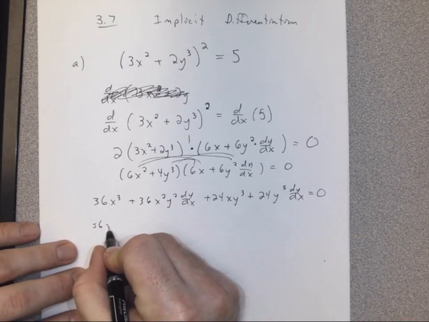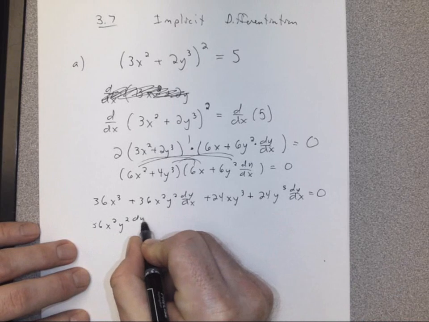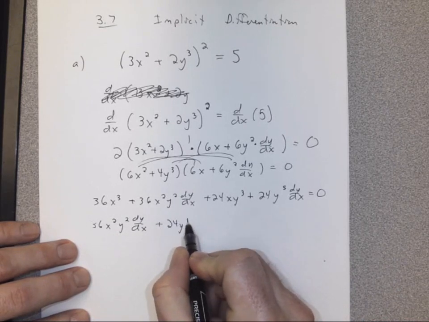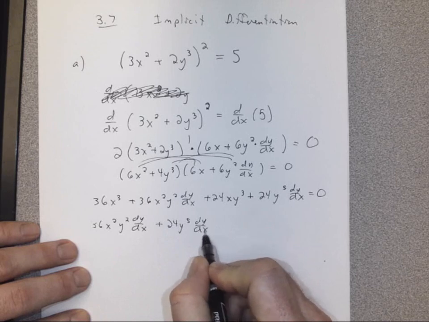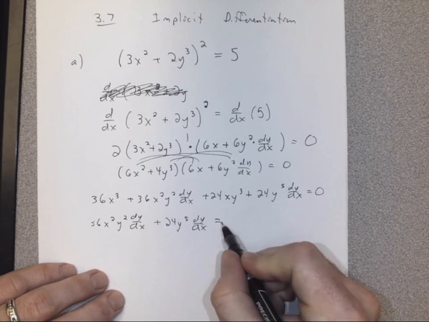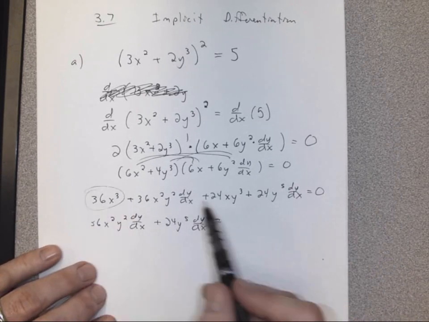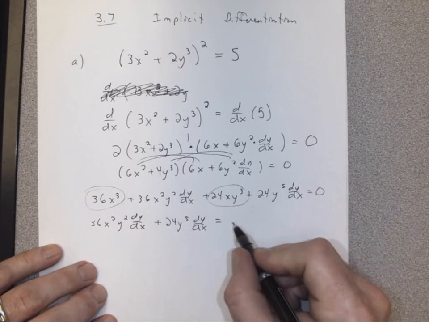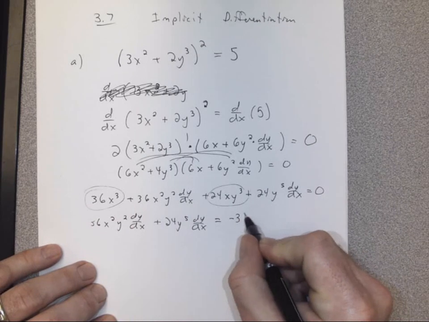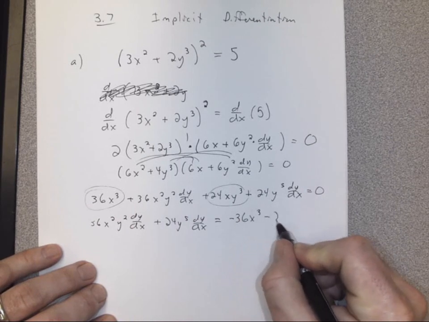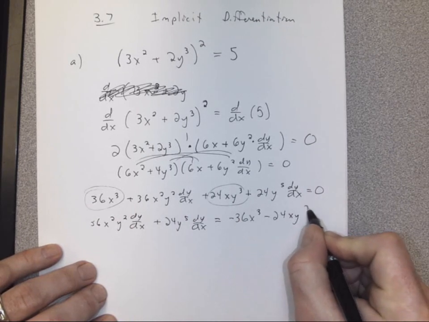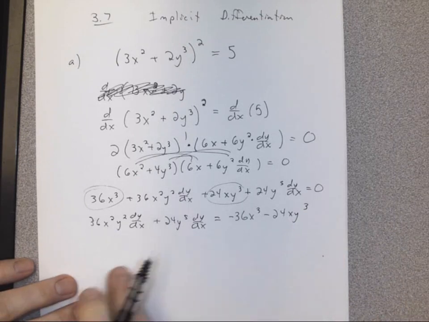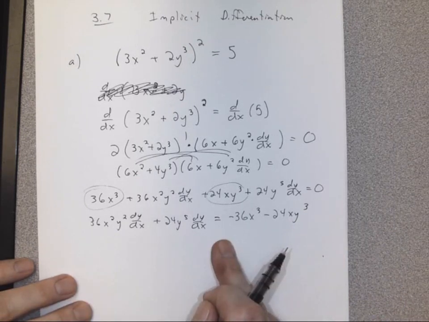So 36x squared y squared dy/dx is going to stay on the left. The 24y to the 5th dy/dx is going to stay on the left. And anything without a dy/dx, like this, is going to have to go over, and this is going to have to go over as well. So they're going to change signs when you send them to the right. So minus 36x cubed minus 24xy cubed. Now everything has a dy/dx in it.